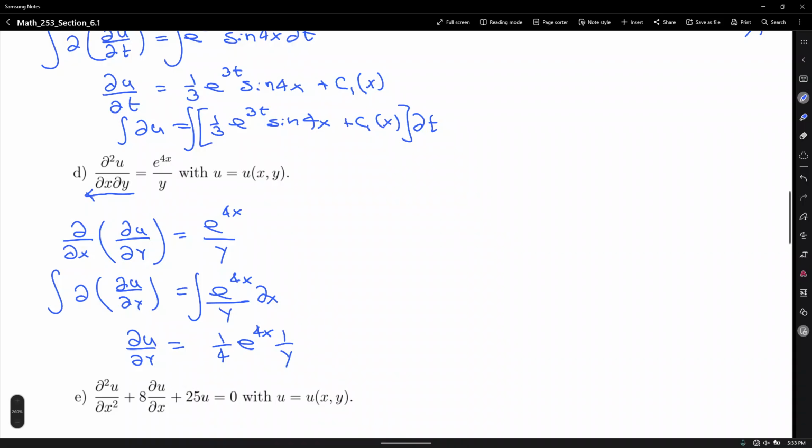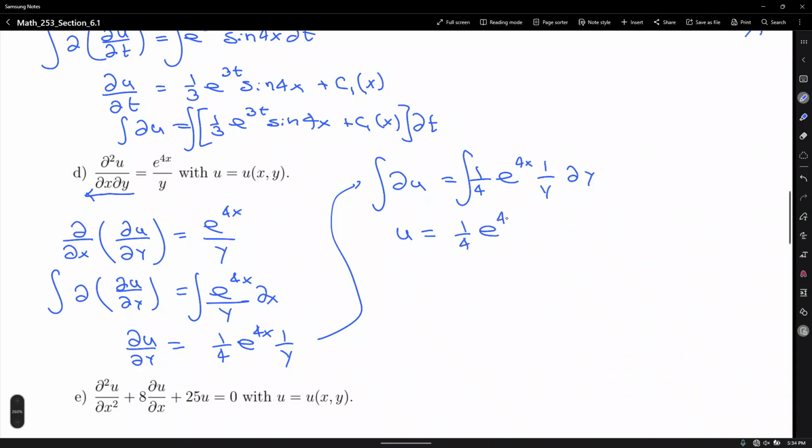So I'm going to multiply both sides by dy, so that is du equals 1 over 4 e to the 4x, 1 over y. So integrate, the integral cancels the partial derivative symbol, so u equals, okay, 1/4 e to the 4x is a constant this time with respect to y, so that's simply 1/4 e to the 4x. And what's the integral of 1 over y with respect to y? ln, right?